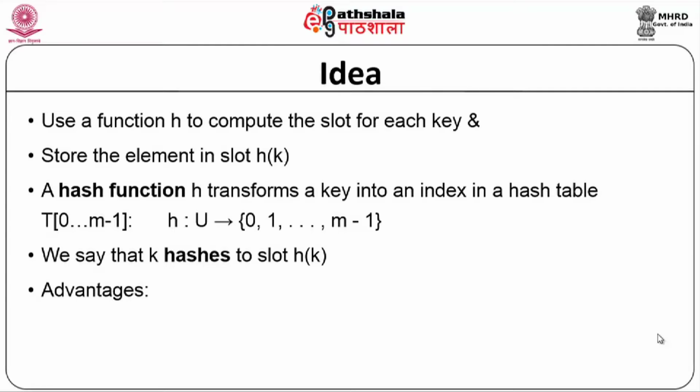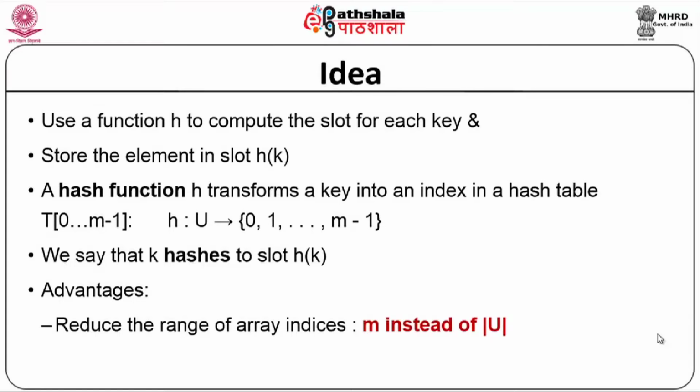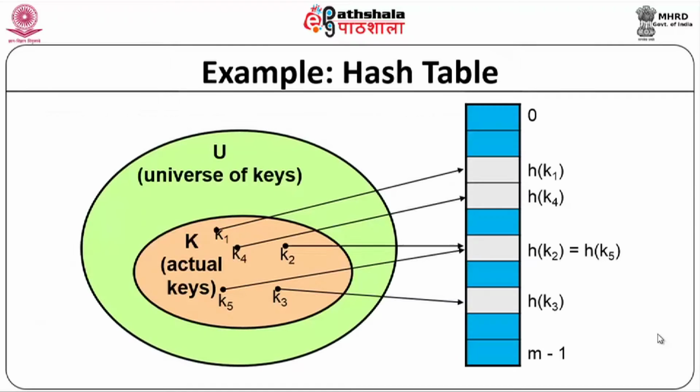So, the advantages are that you reduce the range of array indices to m instead of the size of u, which is the key size, the number of unique keys, and storage is also reduced. That is the idea behind the whole thing. For example, you have a universe of keys, that is, all the keys put together. Then you have the actual keys; you will not know what keys are going to come. So, you would have to use an array the size of the universal keys, which you are not doing now.